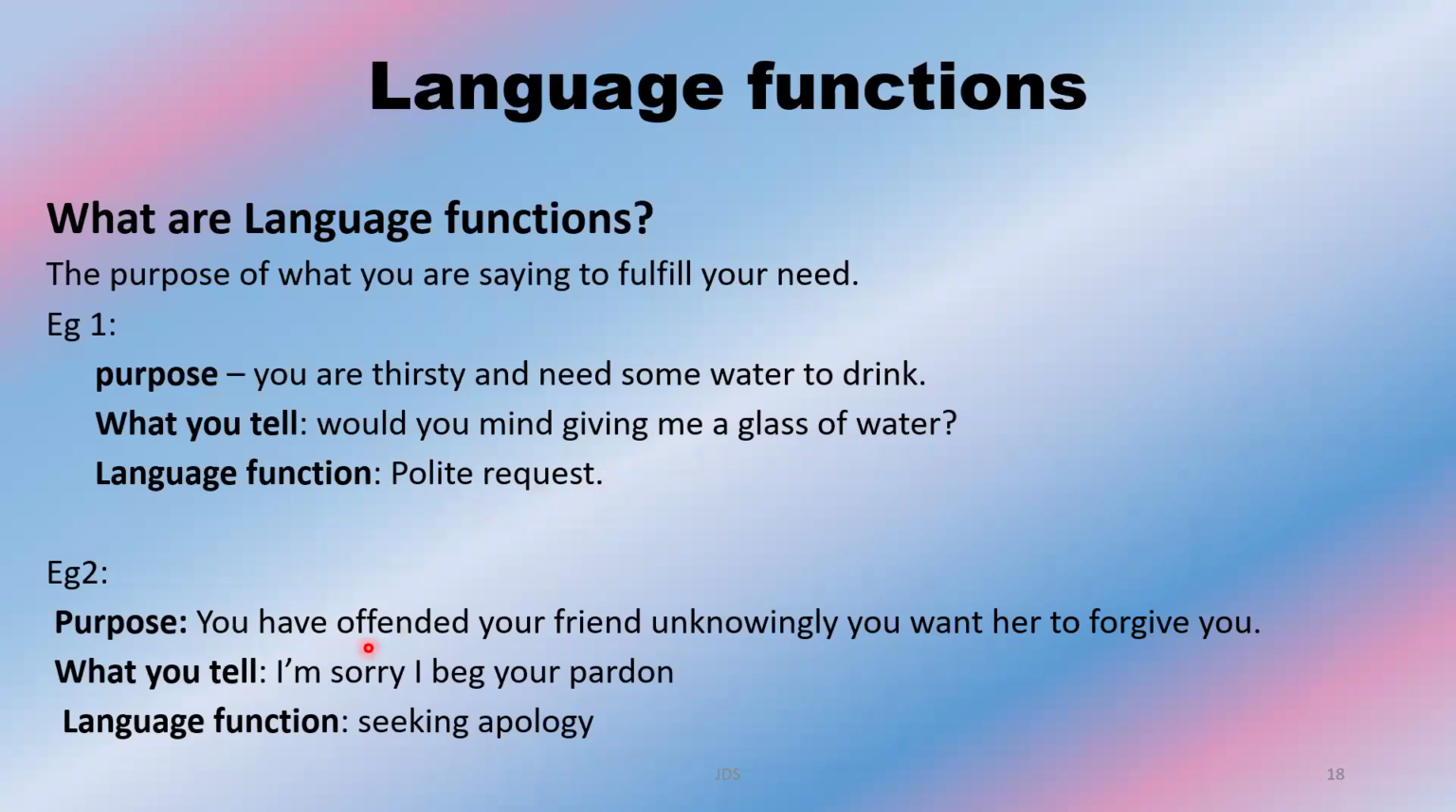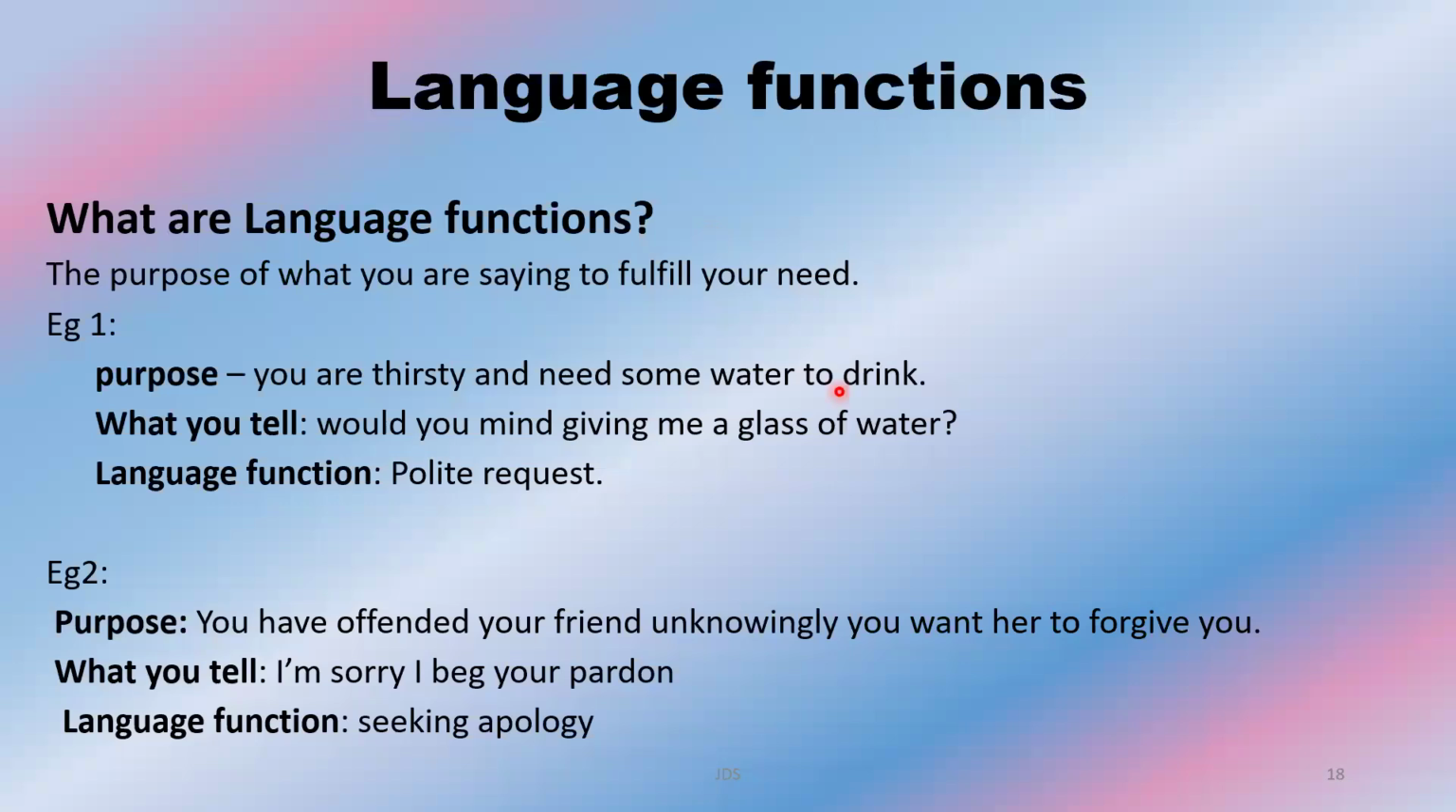Look at the second example. You have offended your friend unknowingly. You want her to forgive you. I am sorry, I beg your pardon. Now this is one way. Likewise, you can use multiple words and phrases to ask for apology. Right? So see, seeking apology is the language function. So what you need to remember in this particular slide is what is meant by language functions.